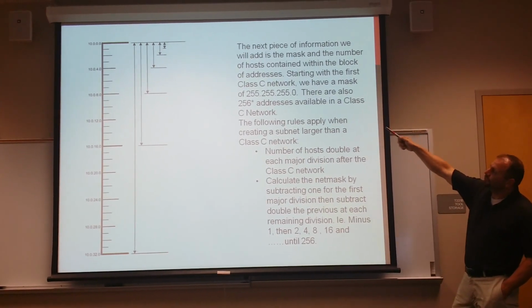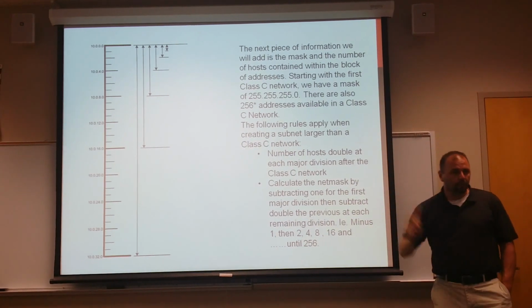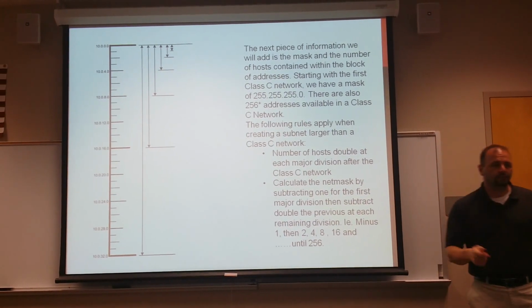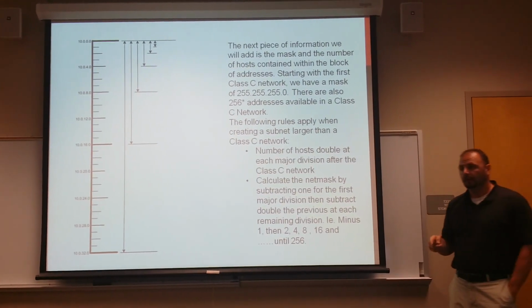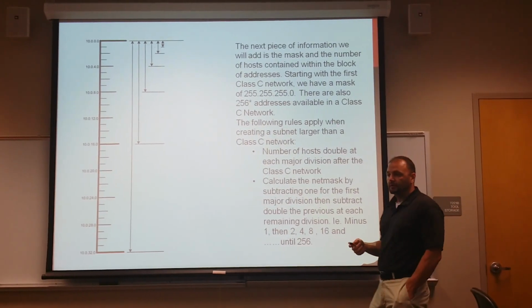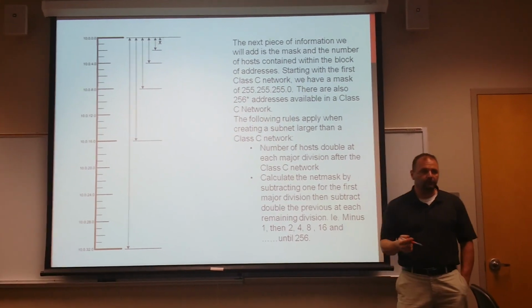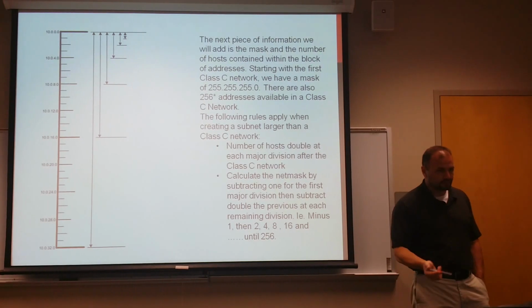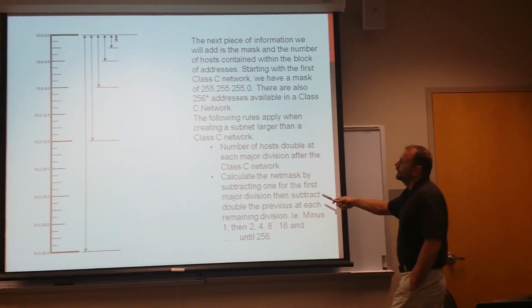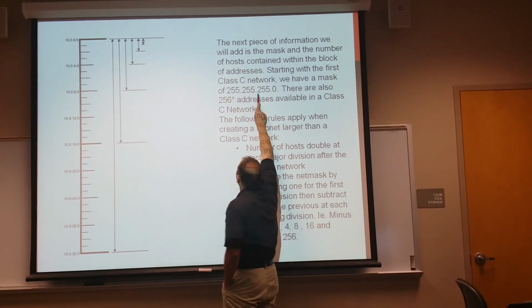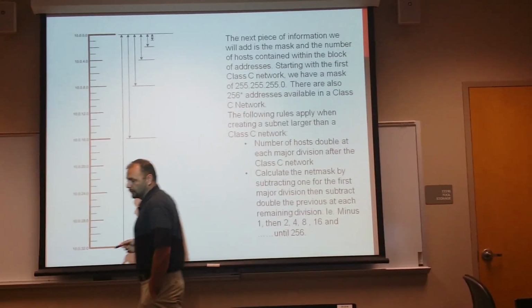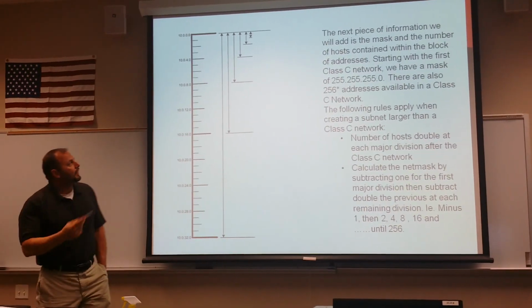Next thing we're going to do is start on our first Class C network up there, and we're going to add the network mask. This is one thing you will have to remember: a network mask for a Class C network is 255.255.255.0. Always the same. Network address, and then our host portion. So now that we have that, we can write that in.